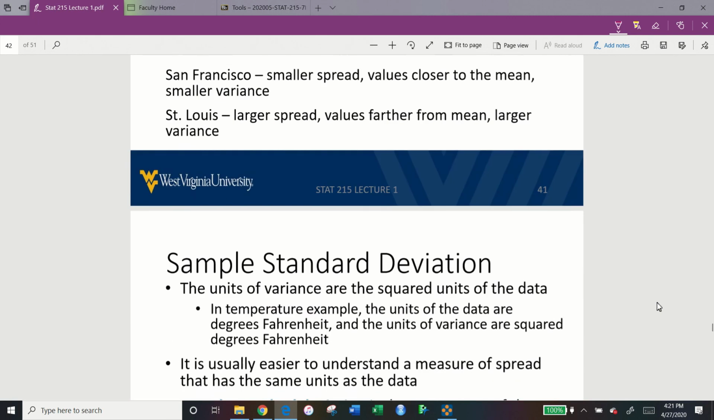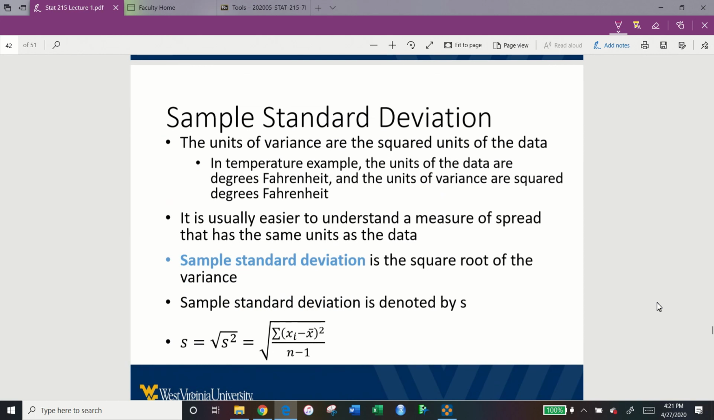So in conjunction with variance, we have our sample standard deviation. The units of variance are the squared units of our data. So in the temperature example, the units of the data are degrees Fahrenheit. The units of variance are squared degrees Fahrenheit. Now, it's usually easier to understand a measure of spread that has the same units as the data. So this is where our sample standard deviation comes in. Our sample standard deviation is the square root of the variance.